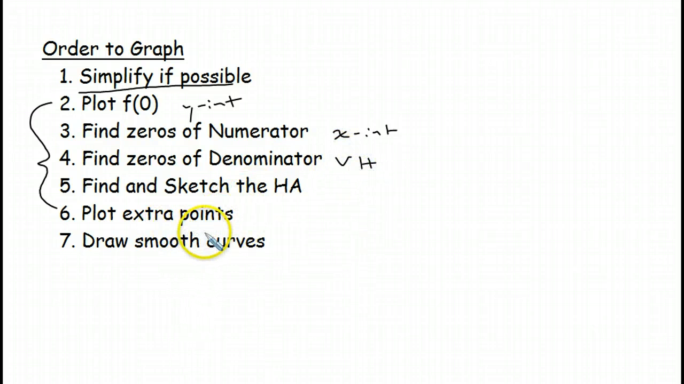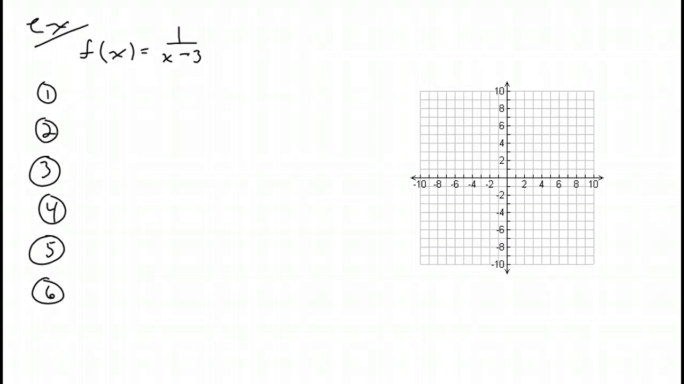Plot extra points if we need to. We like to have at least 2 on each side. Sometimes things happen weird with horizontal asymptotes and we may cross them. And then just draw smooth curves to connect your points. Now I'm going to look at a few examples of graphing these actual rational functions.